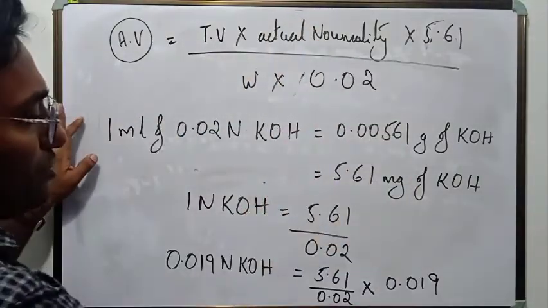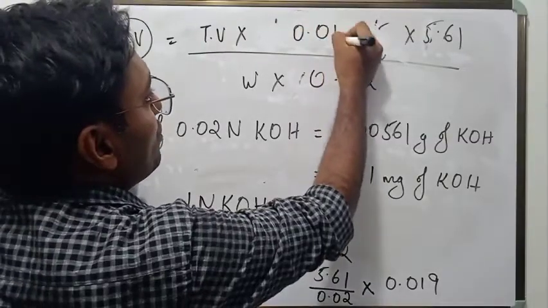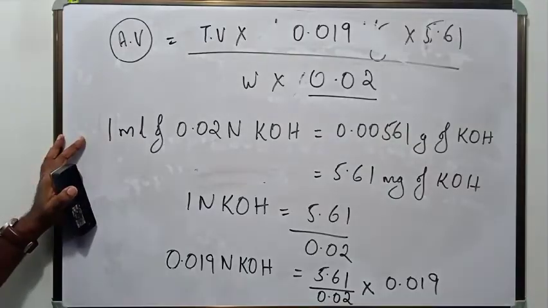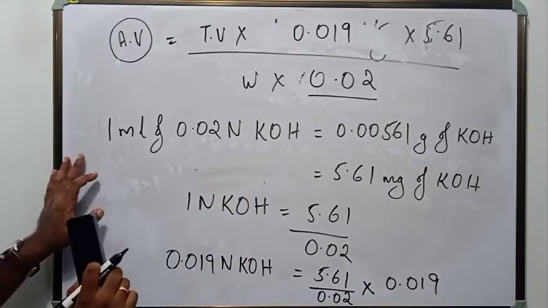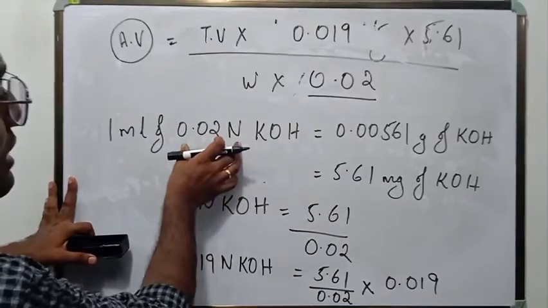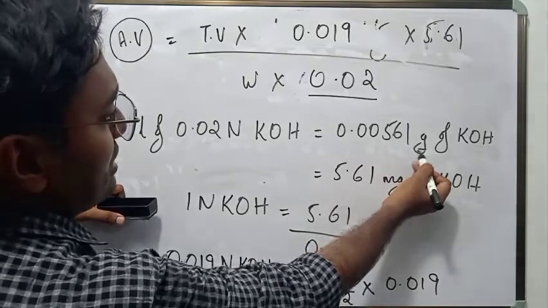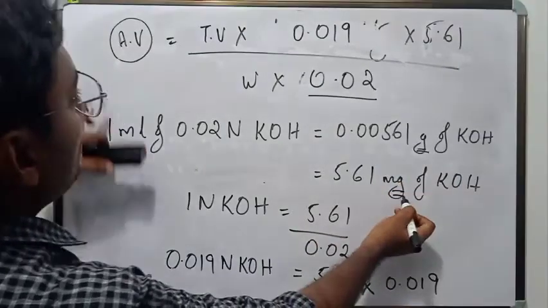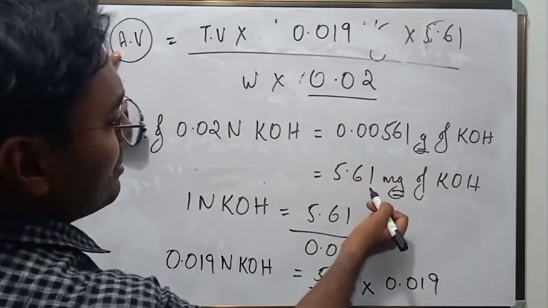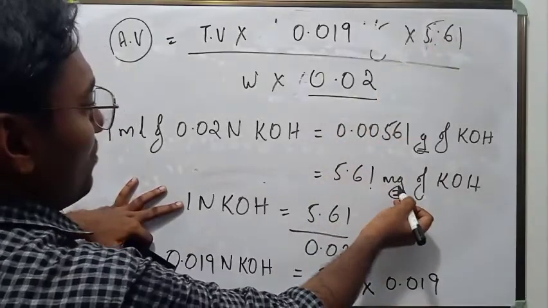So that is what you will write here: your actual normality 0.019 and your given normality 0.02. I hope you understood it. If your strength is in normal, not molar, then the equivalency is like this. This equivalency is in gram, converted into milligram, because acid value is to be given in milligram, so you multiply it by 1000. Write it here. Now this is for this strength of KOH.